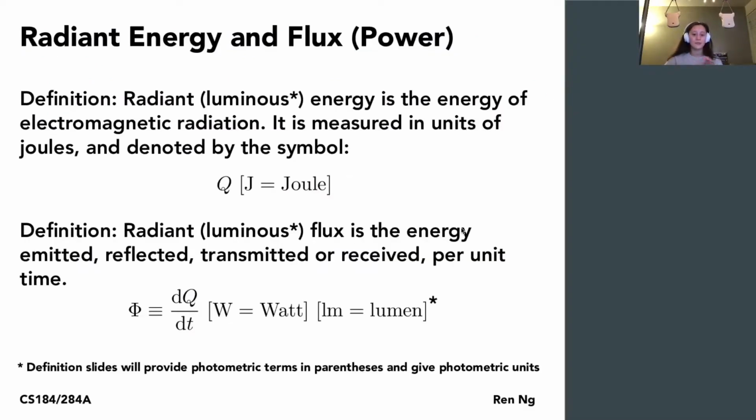Okay, so what is radiant energy and flux / power? So radiant energy, it's just energy. It's the energy of electromagnetic radiation, and it's measured in units of joules. And radiant flux is this energy, reflected, transmitted, received, whatever, it's energy per unit time. Okay, so joule is our base, that's energy, and then radiant flux, also called power, is energy per unit of time.